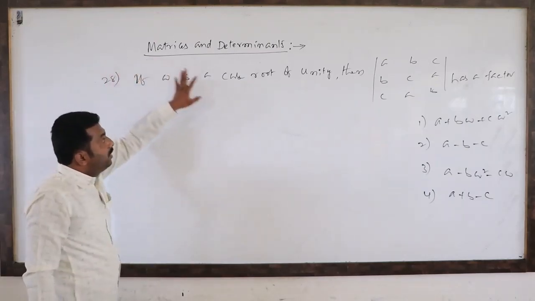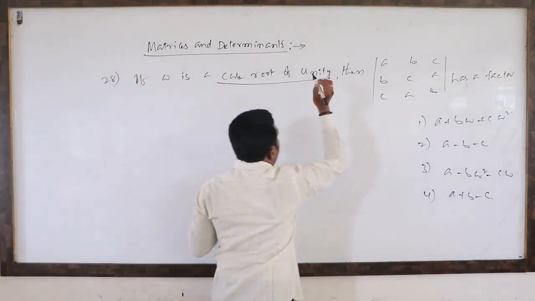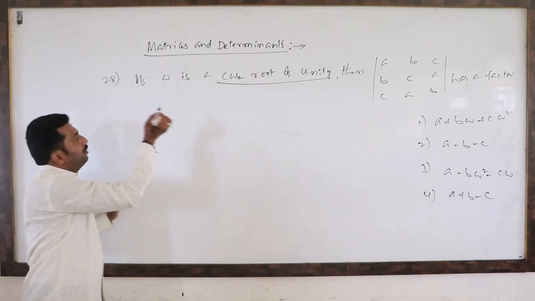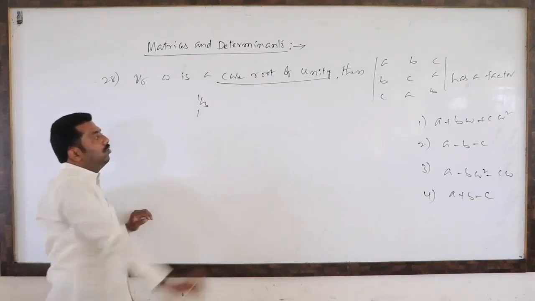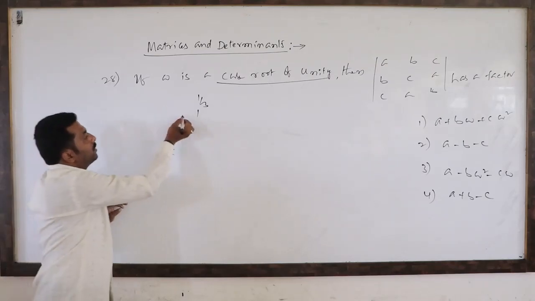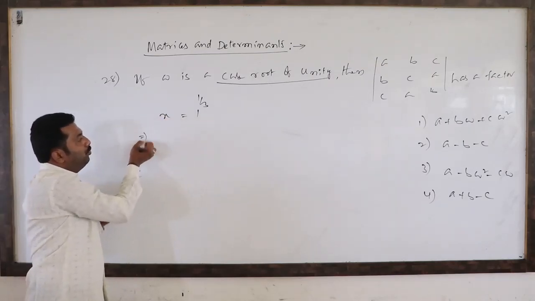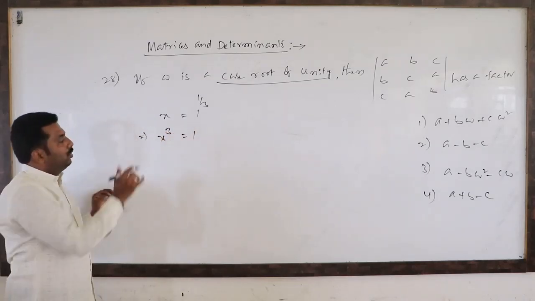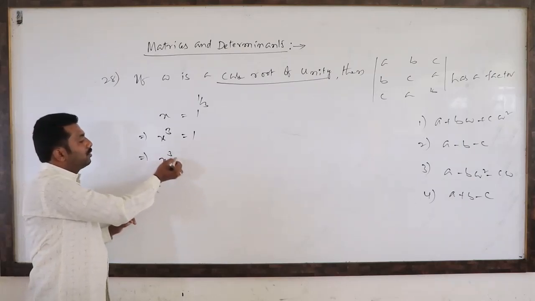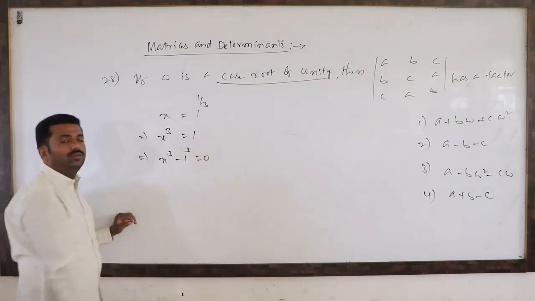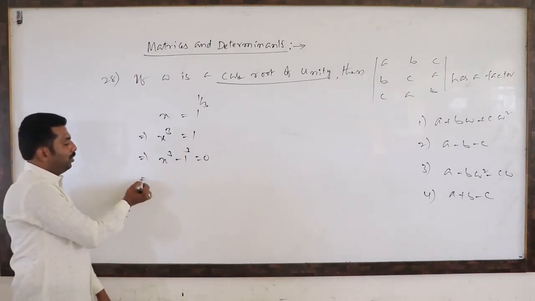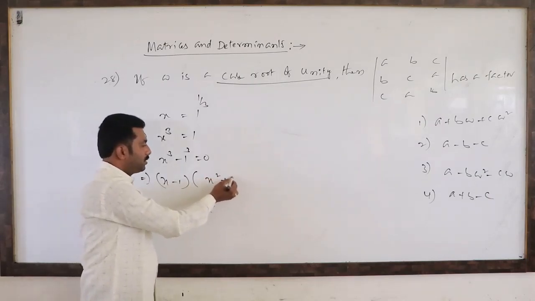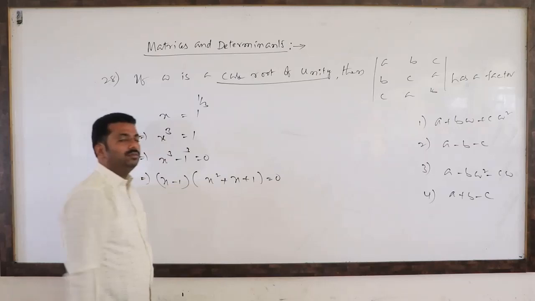Omega is the cube root of unity. First I will tell you the concept. Omega is the cube root of unity. So cube root of unity means 1 power 1 by 3. Suppose this value I am taking as x. Cubing on both sides, x cube equal to 1. So from this, x cube minus 1 cube also we can write, like a cube minus b cube. So how to write? x minus 1 into x square plus x plus 1 equal to 0.